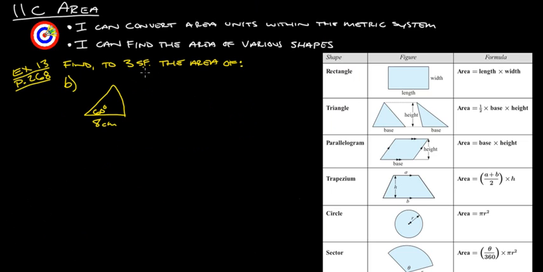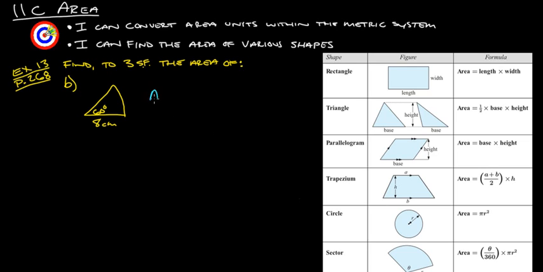Next example. Example 13, page 268. Find to 3 significant figures the area of this sector. That's this formula down here. To find the area of a sector, you take the angle divided by 360 and multiply that by pi and then r squared. Really what the angle divided by 360 does is give you the fraction of an entire circle you have.